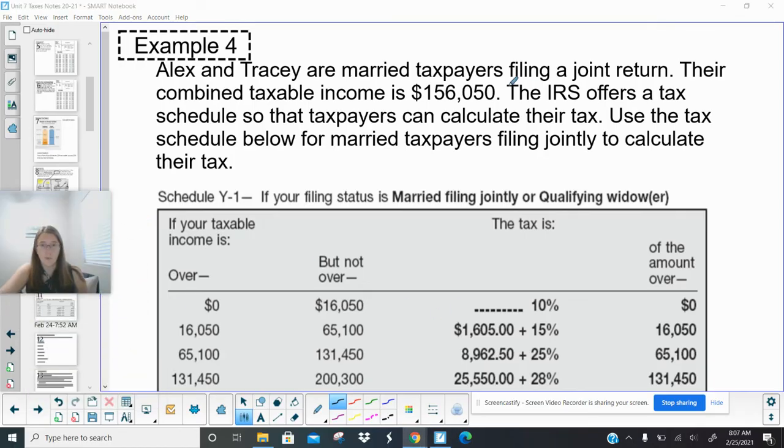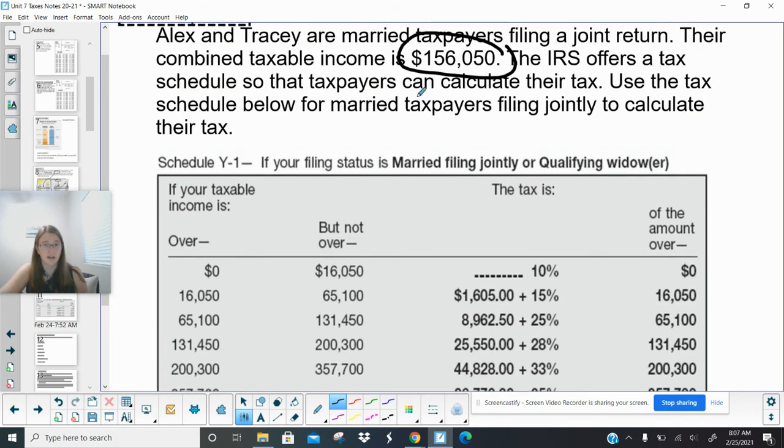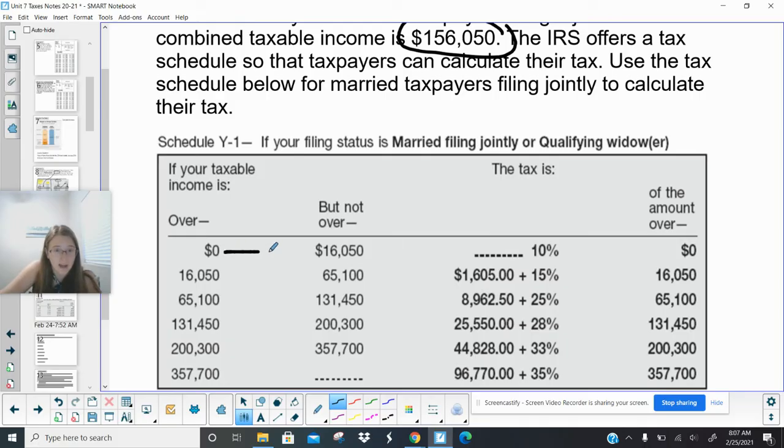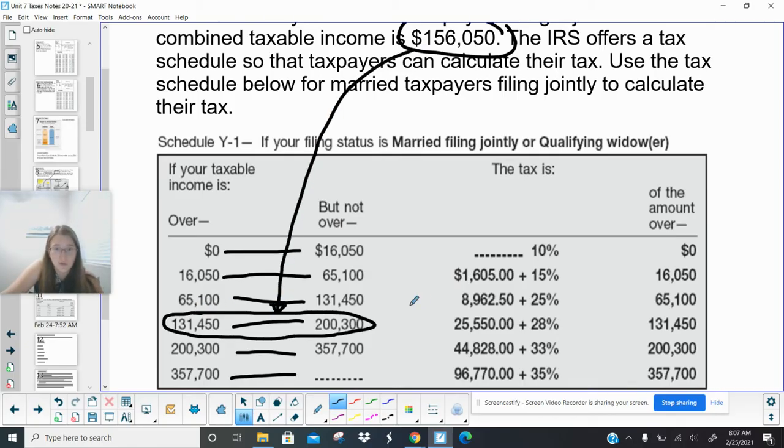So it's the same thing. We just need to focus on their income. Our first step is to choose the line. So here's their income, 156,050. Again, we have line 1, row 2, row 3, row 4, row 5, row 6. Which row are we going to use for this income? What two numbers is $156,050 between? You should have picked row 4, right? 156 is in between those two numbers.